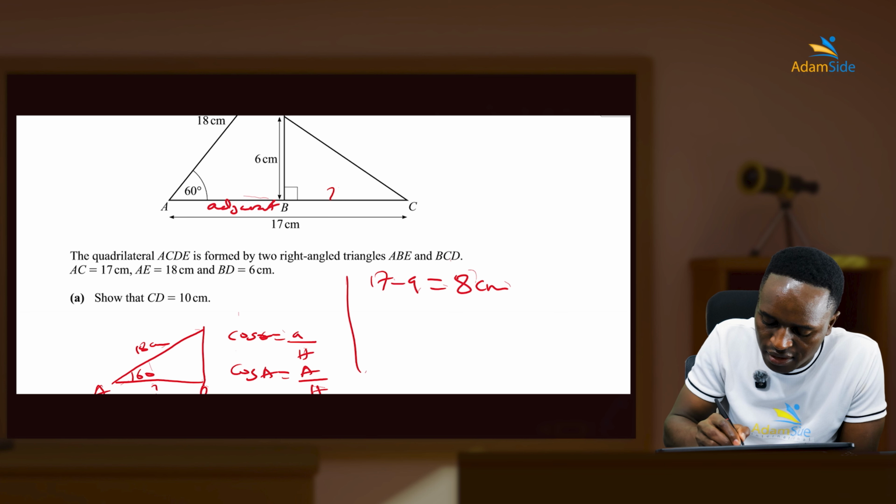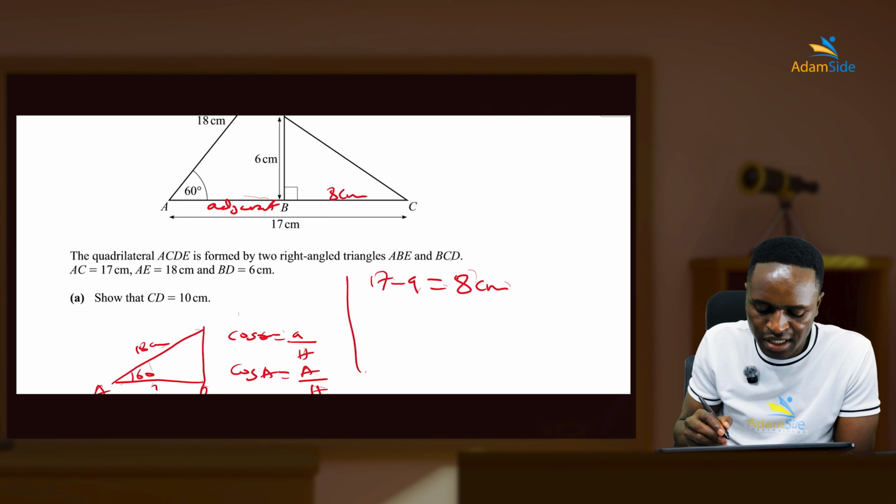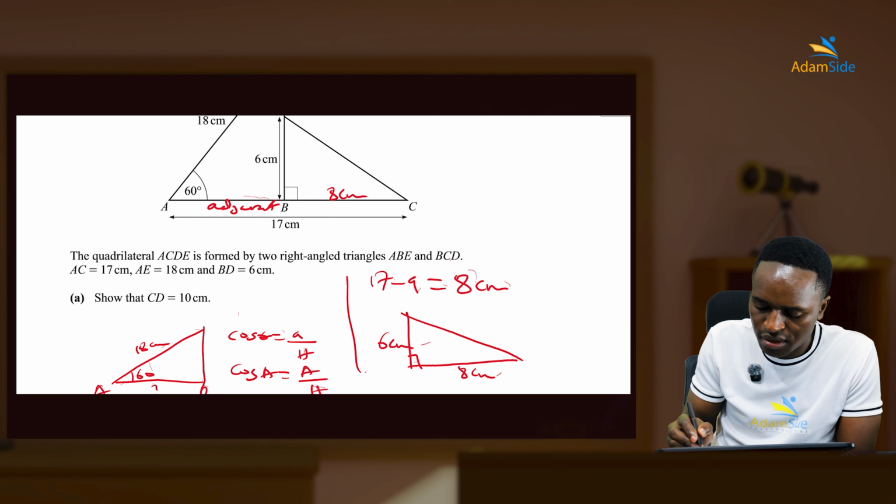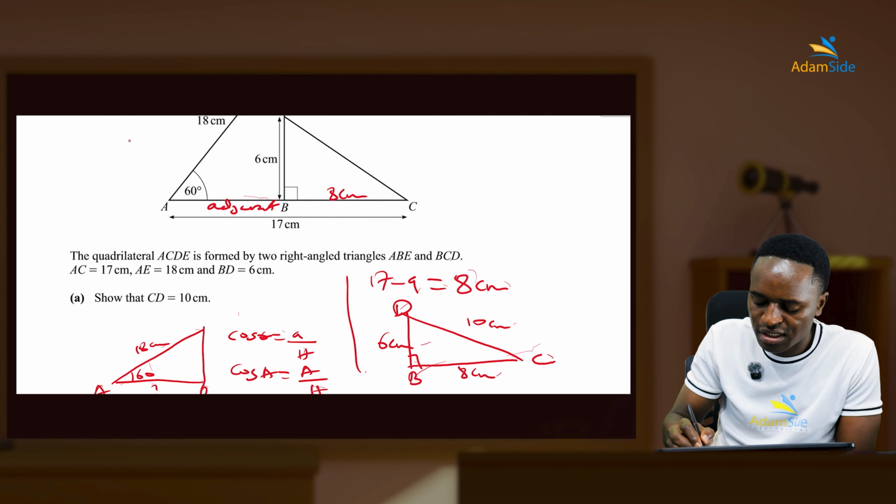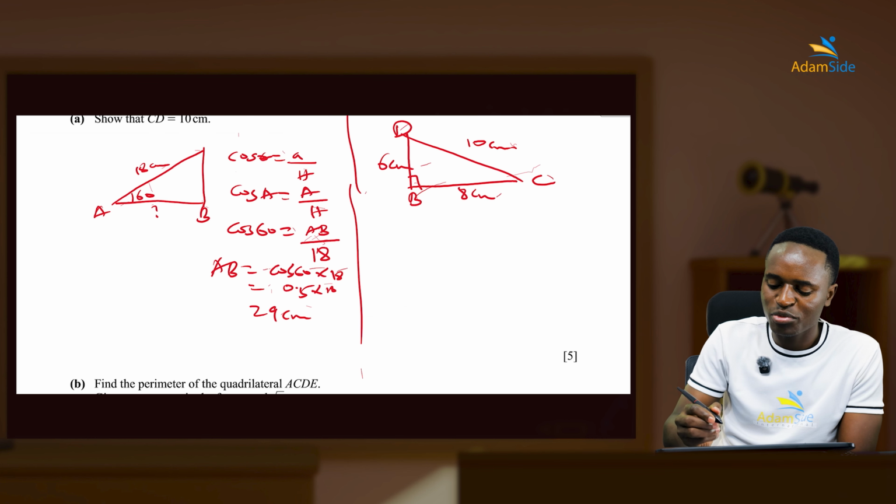So BC is 8. Now they say show CD is equal to 10 centimeters. That's easy. You have 8 centimeters, then 6 centimeters. Then this is BC. Show that CD is equal to 10 centimeters. Imagine, as simple as it is.